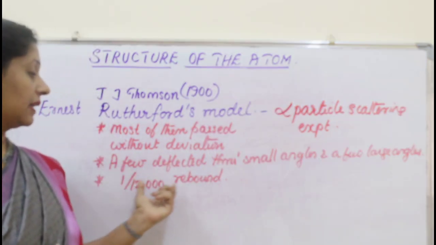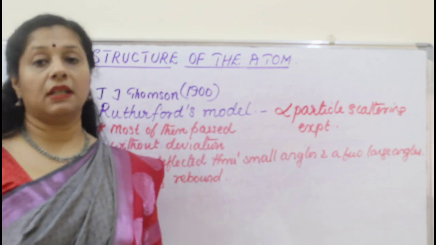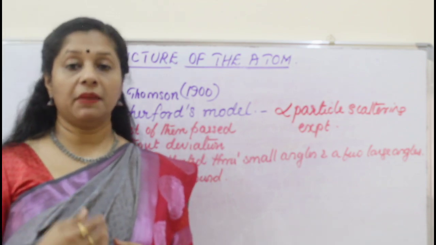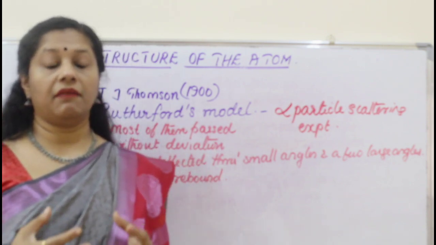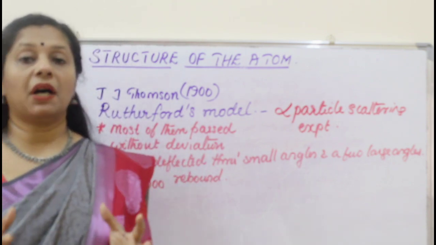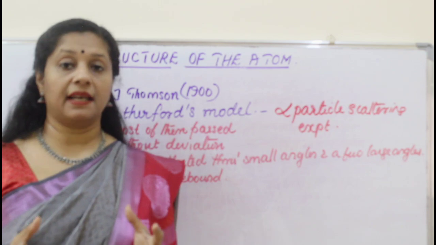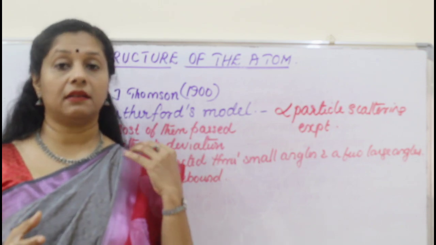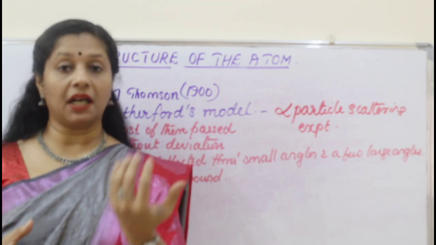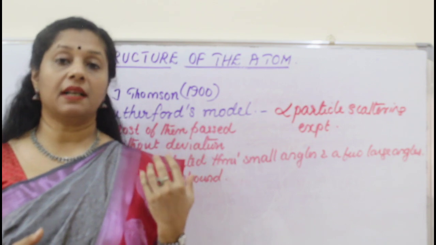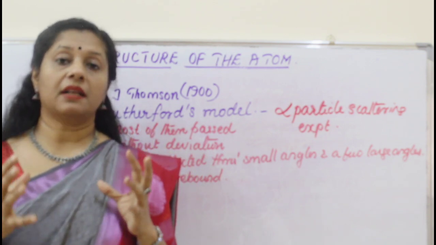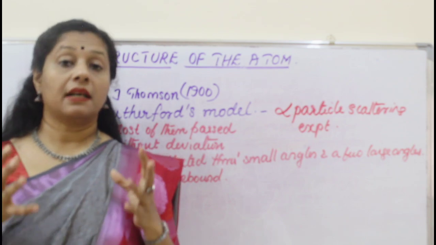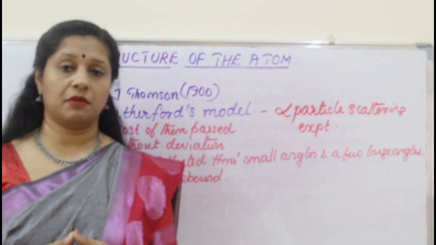And 1 out of 12,000 rebound. This was incredible, because rebound means what? It is coming back. So a very few of them came back. He found that there is a central part of the atom which is very dense and heavy. As a result, the particles which hit that part could come back. So from this he understood there is a center of the atom where the charges are concentrated, and in mass it is the heaviest part.